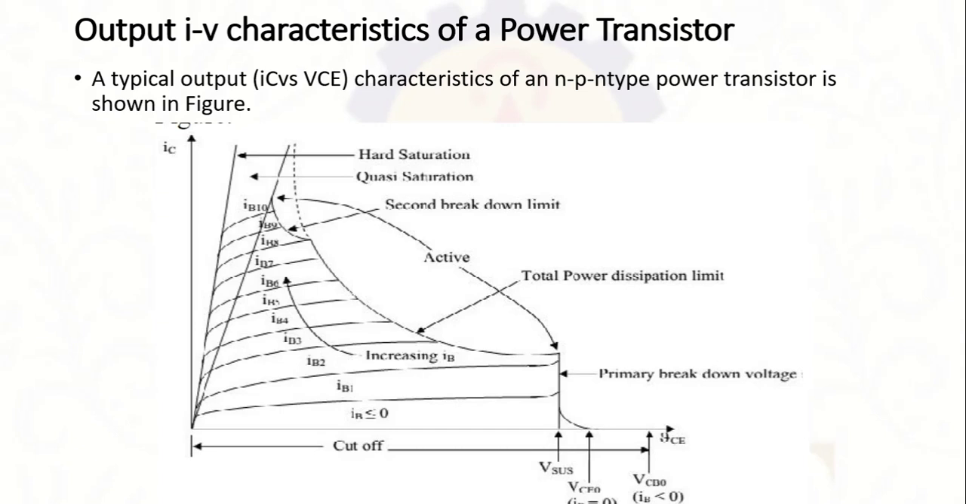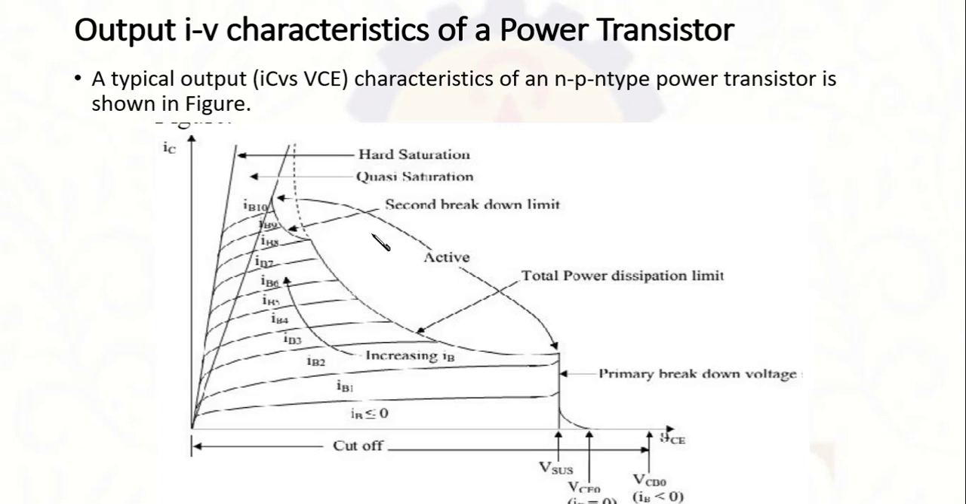It appears on the output characteristics of the BJT as a drop in the collector emitter voltage at large collector currents. That is, as shown in the figure, the second breakdown occurs as a drop in the collector current and a drop in the output voltage. There is one important point regarding the second breakdown.